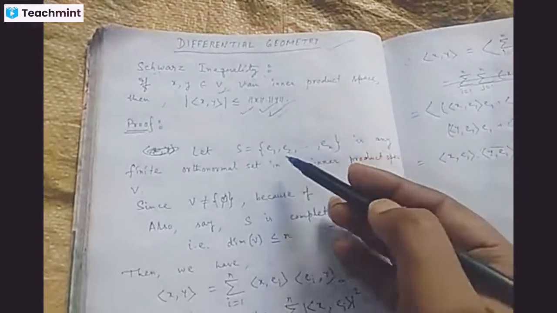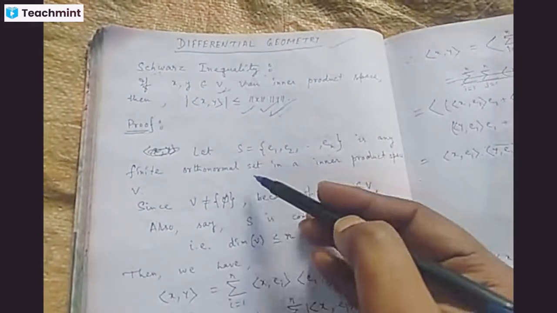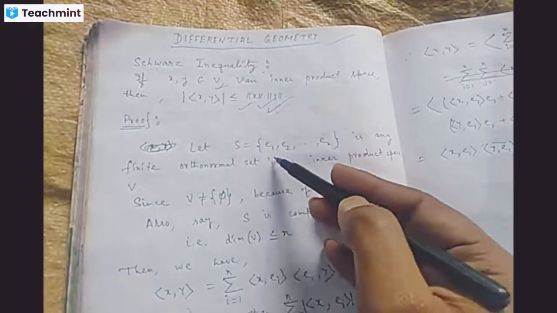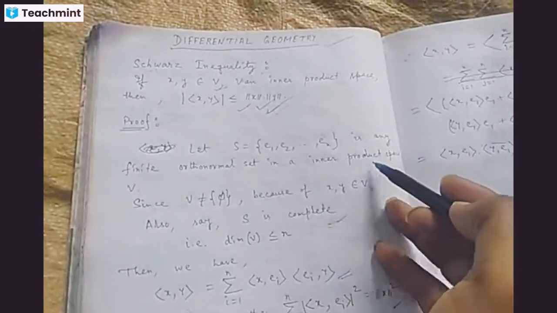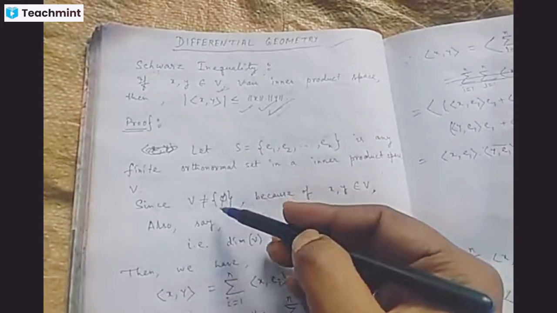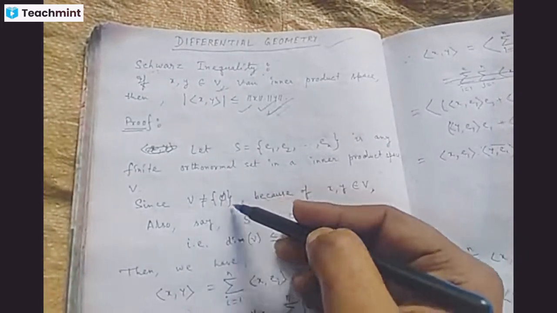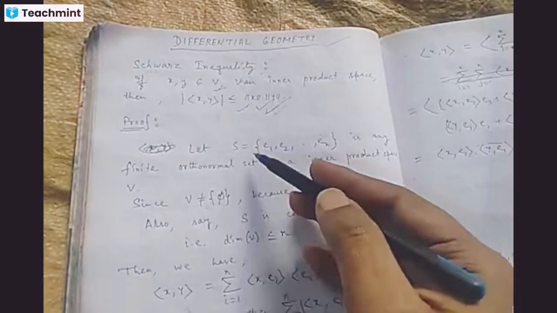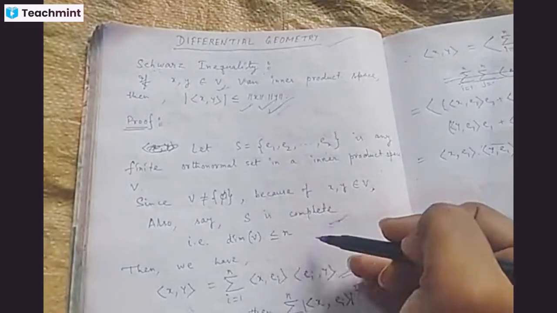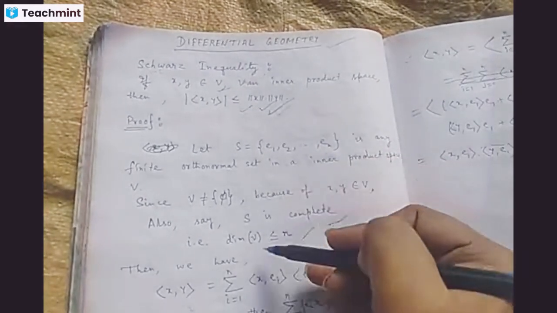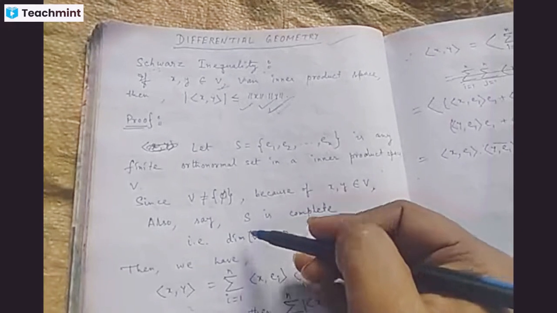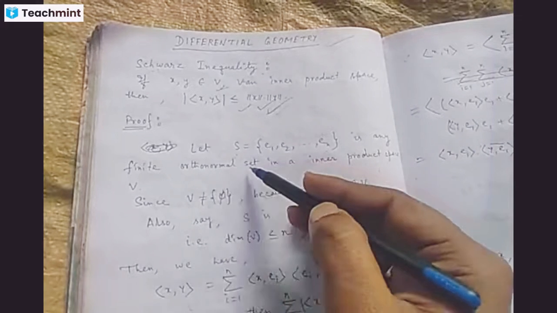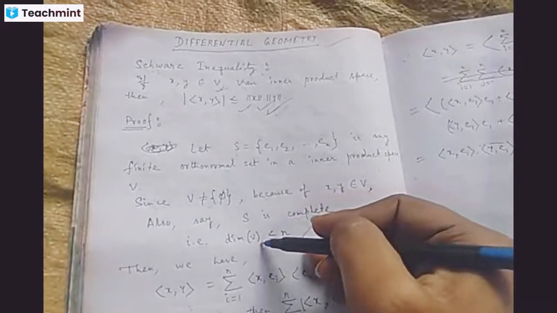Let S be any finite orthonormal set with n distinct elements e1, e2, up to en in the inner product space V. And V is not null, because x and y belong to V and cannot be null. We have also assumed that S is complete, meaning the dimension of V is less than or equal to n. I mean to say, S is the maximum finite orthonormal set V can contain.